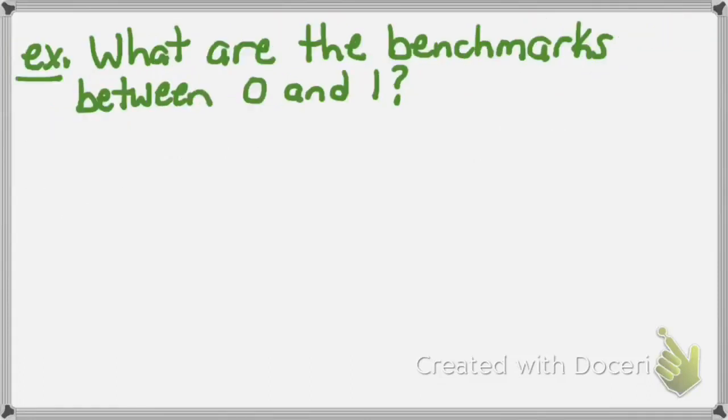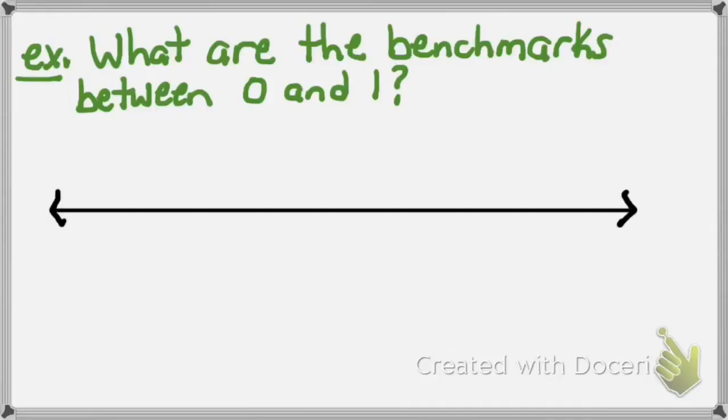So let's take a look at an example to see what a benchmark is. The example says, what are the benchmarks between 0 and 1? Now remember, we said that benchmark numbers are quarter numbers between any two whole numbers. So my numbers here are 0 and 1. Anytime I use benchmarks, I draw a number line. It's easy, a little bit time consuming, but not much, and it makes it much less chance of making a mistake. So here's my quick number line.